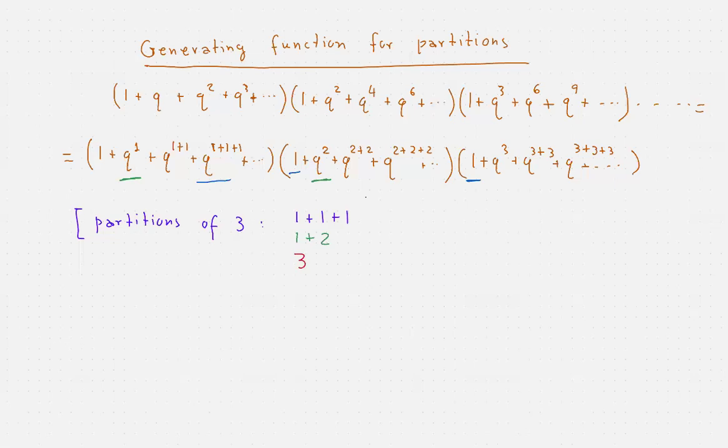As for the last one, I will choose, I hope you can see the pattern, from the first parenthesis 1, from the second parenthesis 1, and from the third parenthesis q to the third. And actually, these 3 ways that we have found are the only possible ways in which you can get, in the ultimate product, q to the third.